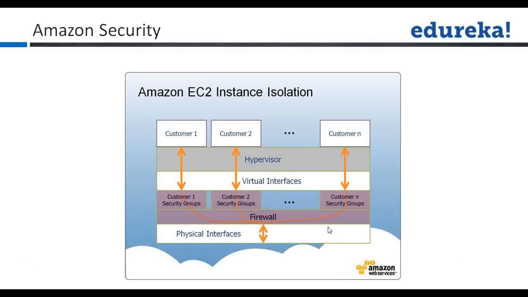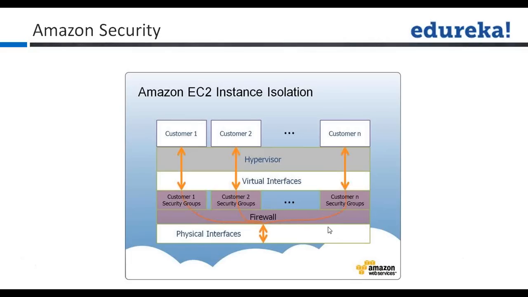Any request coming from the external world comes through the network to the physical interface, then passes to the firewall, and then comes to the customer one security group. If customer one has opened port 80, only then will it be allowed to go ahead. If customer one has not opened port 80, it will not be allowed to go ahead.